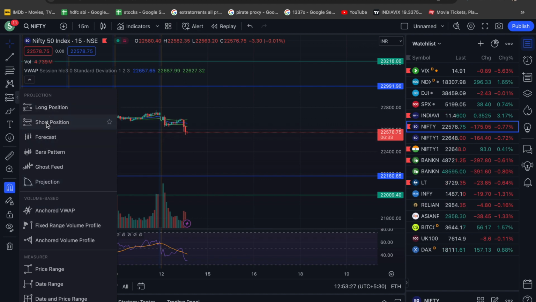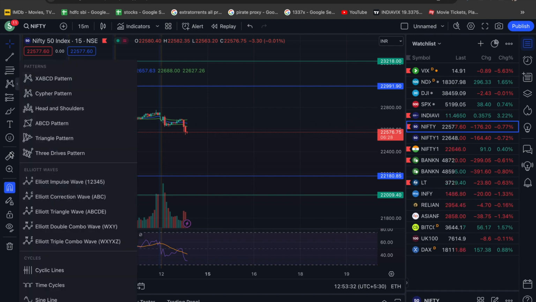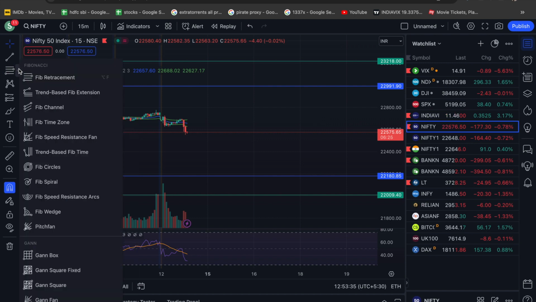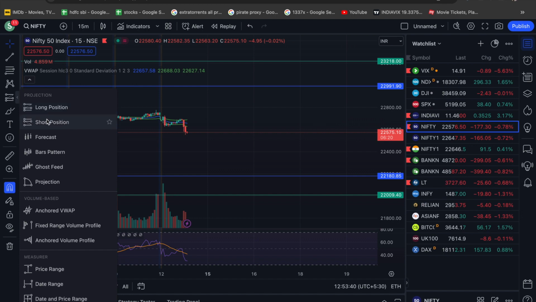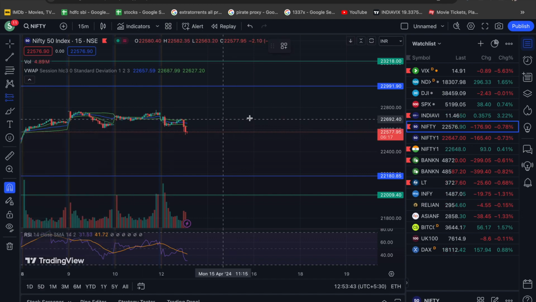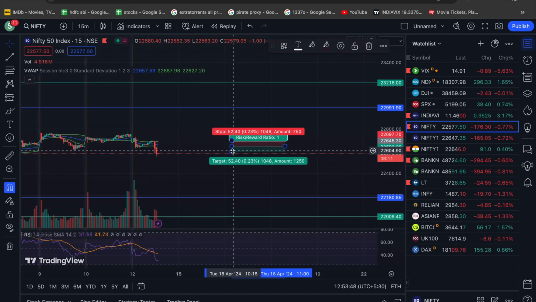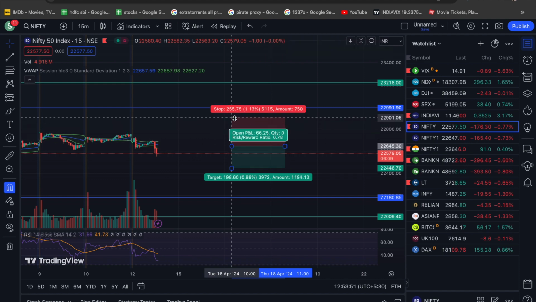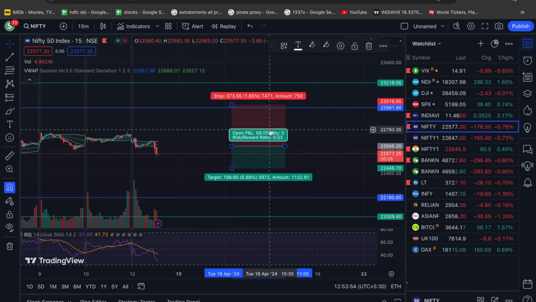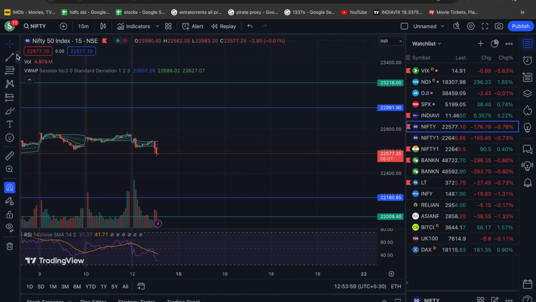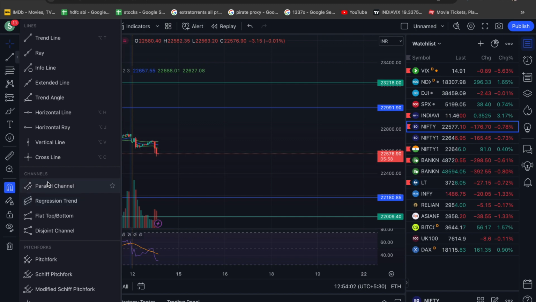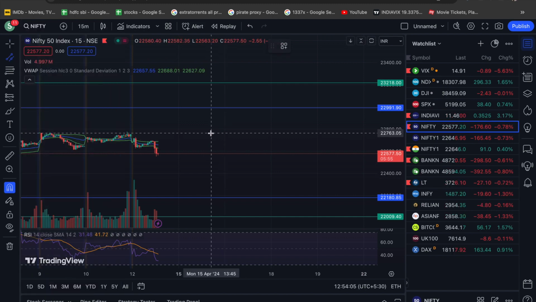Short position, long position, projection, and we have this pivot retracement and all those things. Let's check this short position. And this is the RNR. Not an issue. Looking for something else. Yes, regression trend or a parallel channel. Looking for a parallel channel.